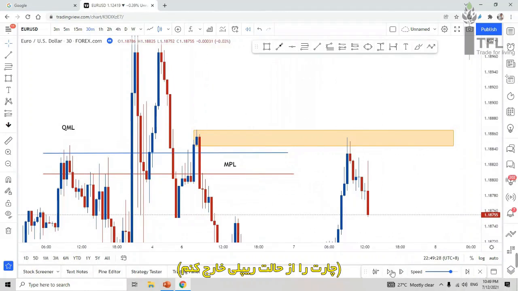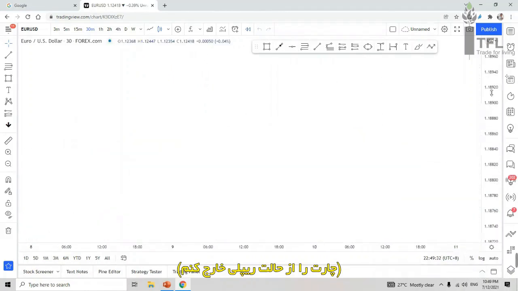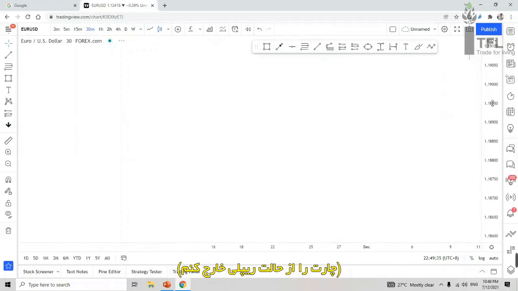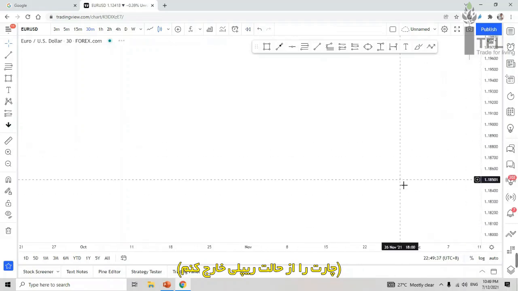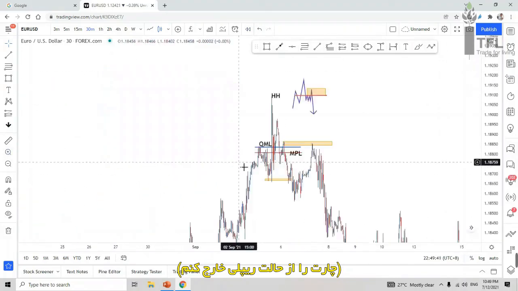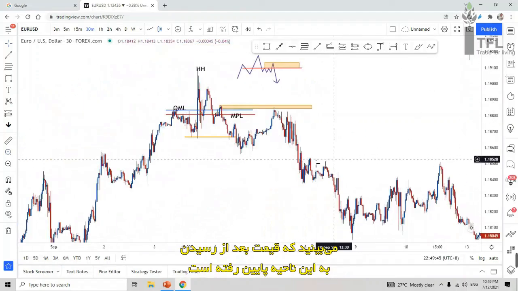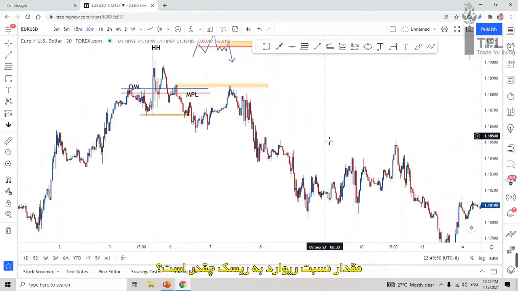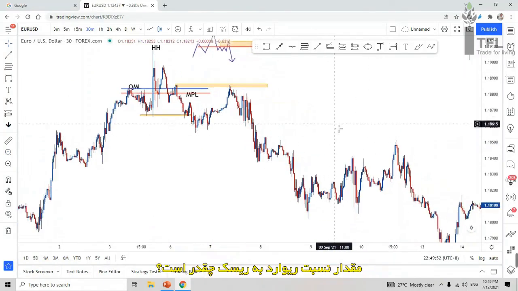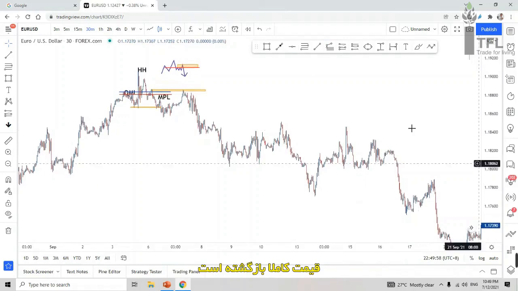So eventually the price, let's exit from the replay mode. Where is my chart? Right, it's over here. If you look at it, the price came into exactly this zone and then continuously went down. So how big is your risk reward ratio? I think it's quite big. It reverses all the way.